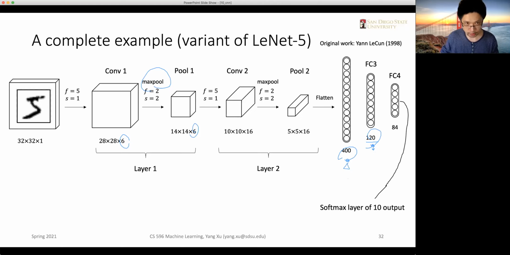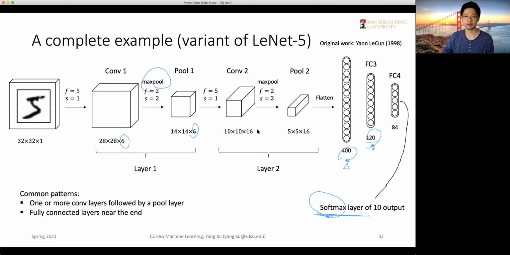Now we reach the point where we introduce this Softmax layer. This Softmax is used for making multi-class classifications. In the next slide, we're going to have a review of it. So that's the output for this network.